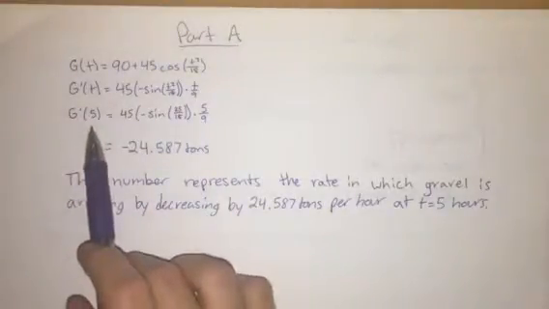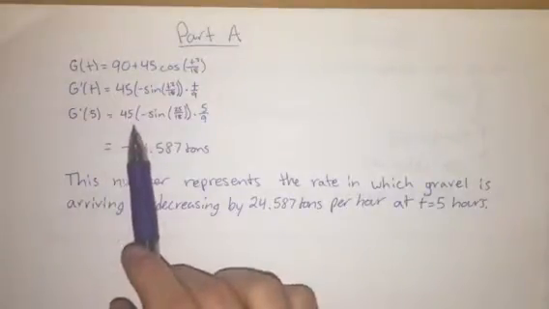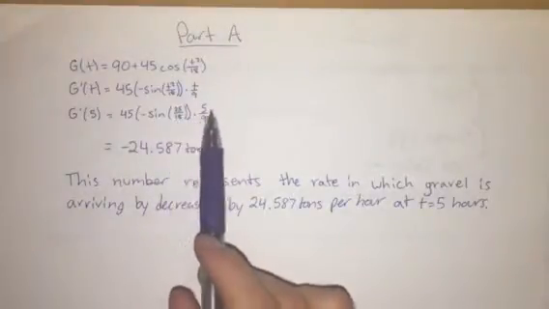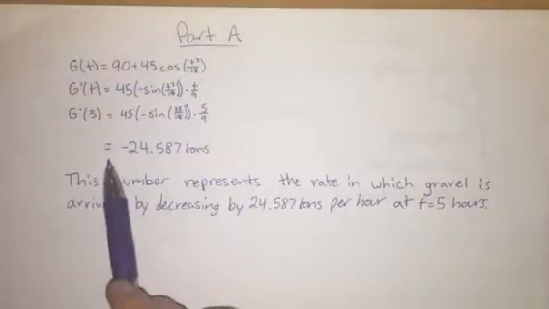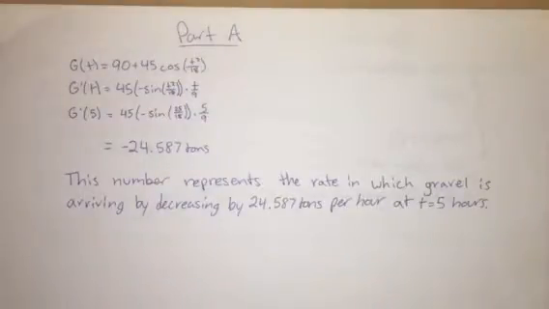Then we plug in the 5 because it's asking for g prime of 5. This equals 45 times negative sine of 25 over 18 times 5 over 9, which gives us the answer of negative 24.587 tons. Now for the interpretation. This number represents the rate at which gravel is arriving, decreasing by 24.587 tons per hour at time equals 5 hours.